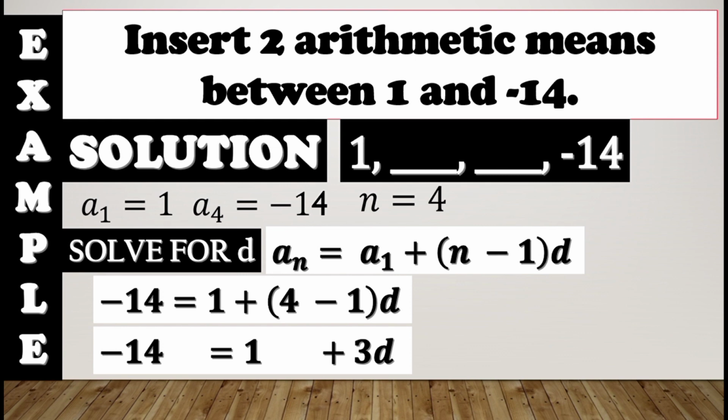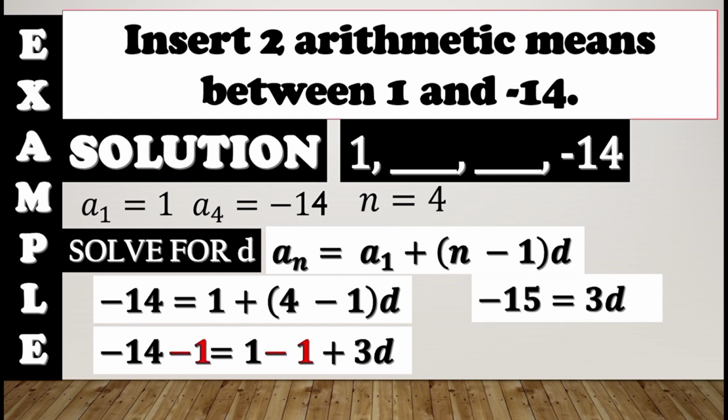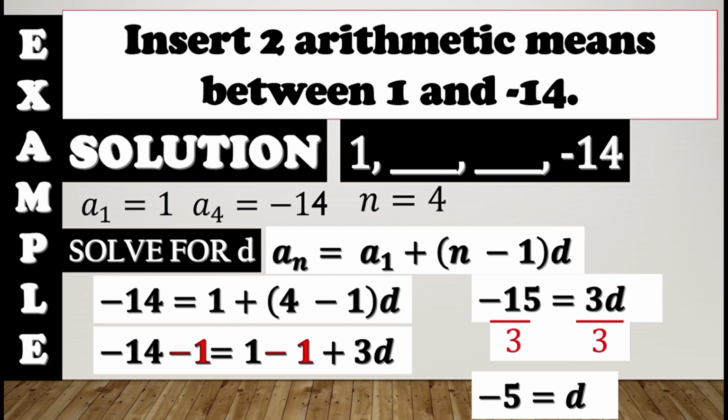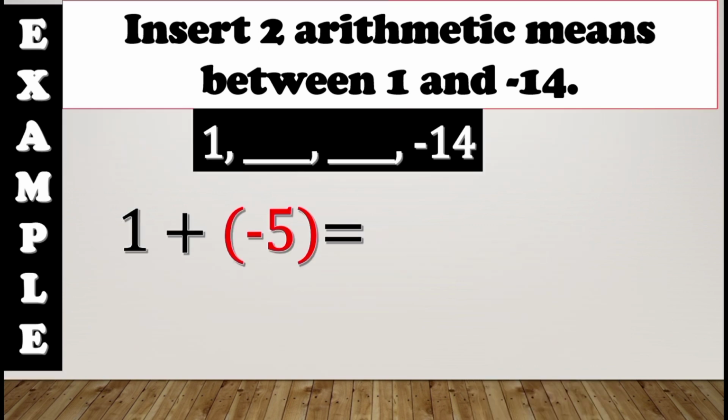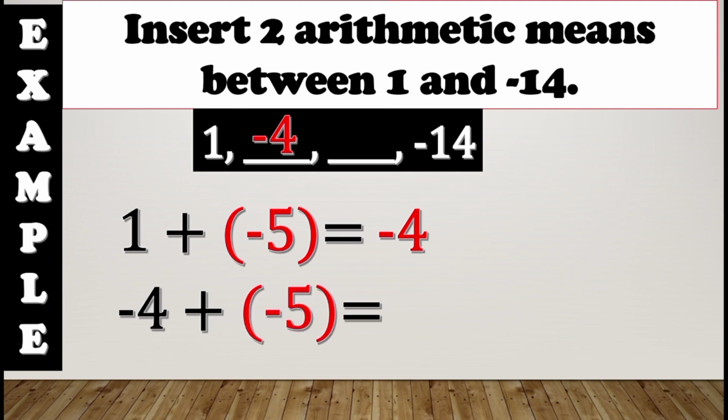Get rid of 1 by using subtraction property of equality. Simplifying it, we have negative 15 equals 3d. Dividing both sides by 3, the common difference is negative 5. So here, to complete our terms, 1 plus the common difference, which is negative 5, we have negative 4. That means our second term is negative 4. And negative 4 plus our common difference, which is negative 5, is negative 9. Third term is negative 9.